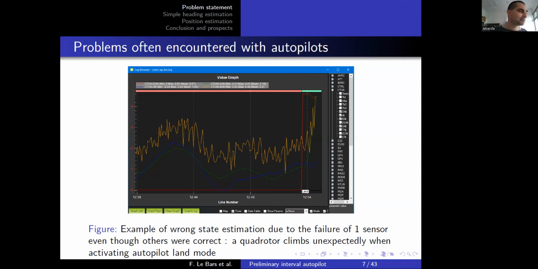That was quite an annoying problem, and we tried to understand what happened, because on this drone we had several sensors able to measure somehow the altitude of the drone. So here on the different curves, we have, first in yellow, the values of the barometer.